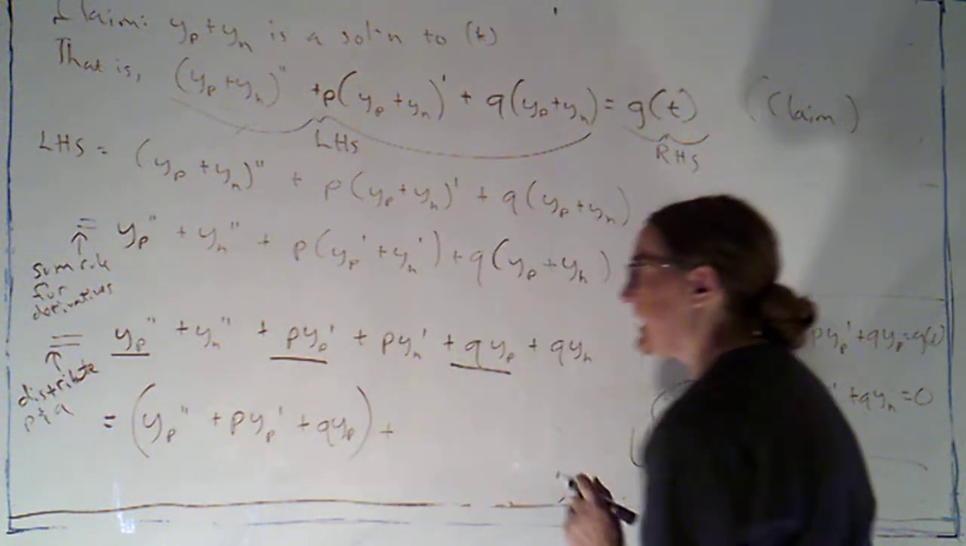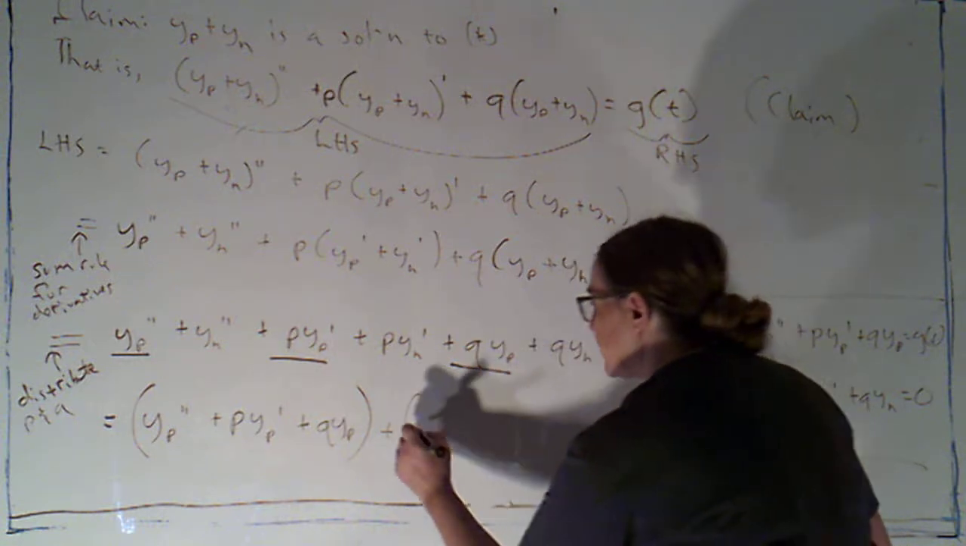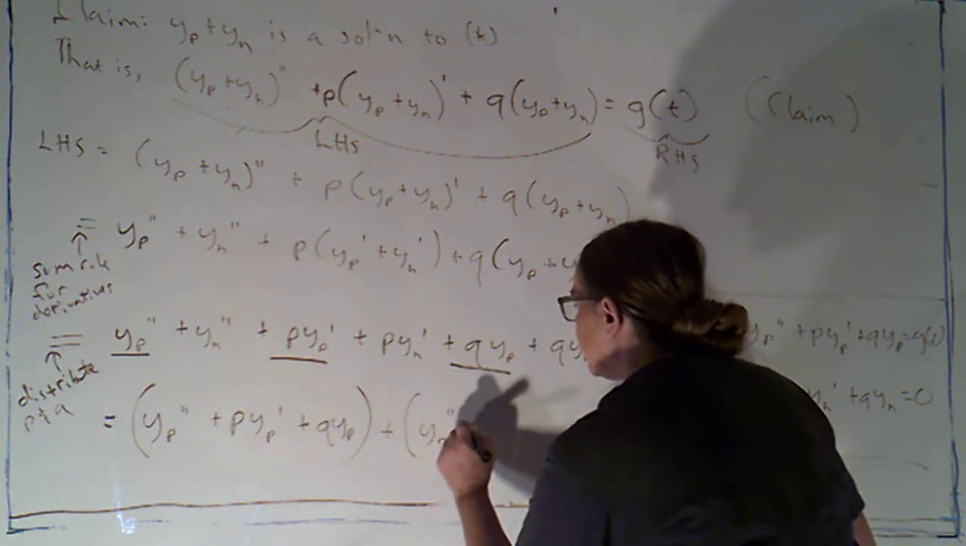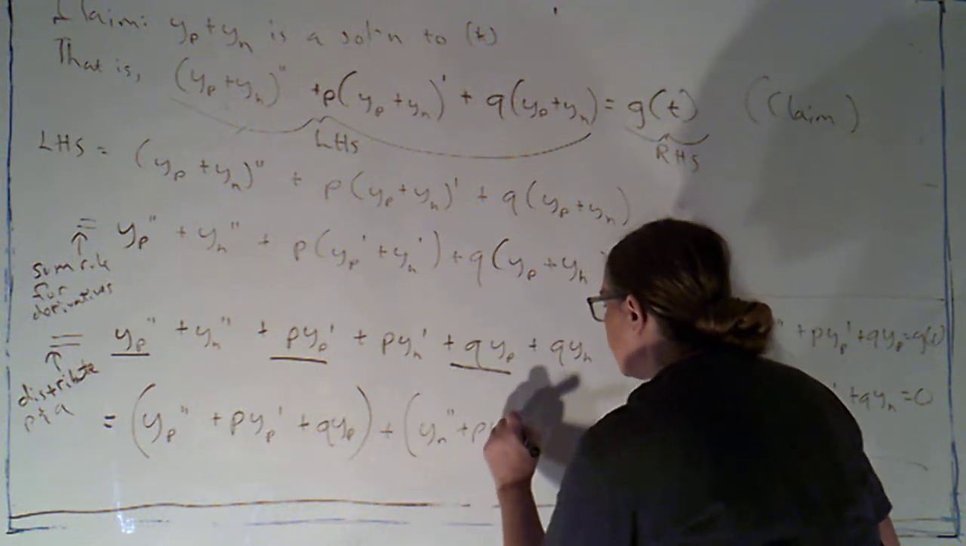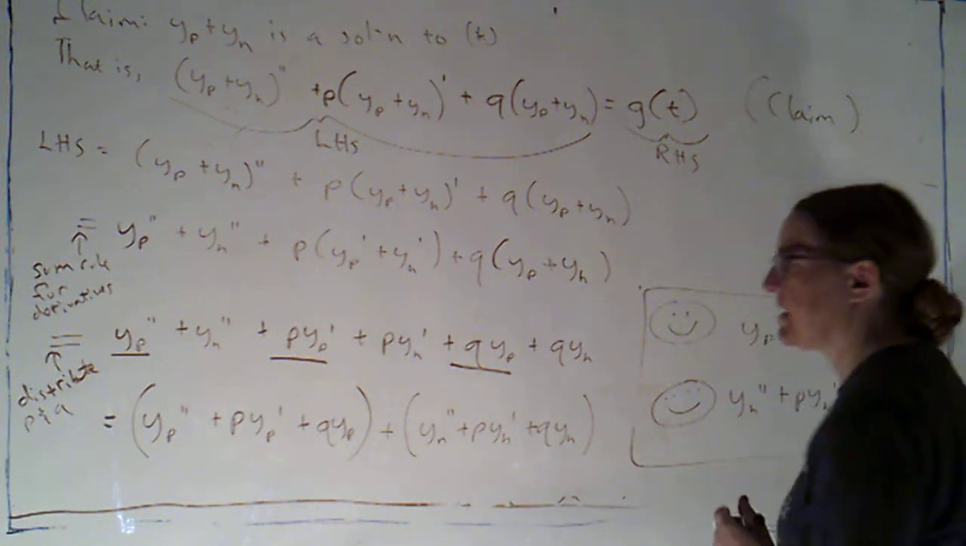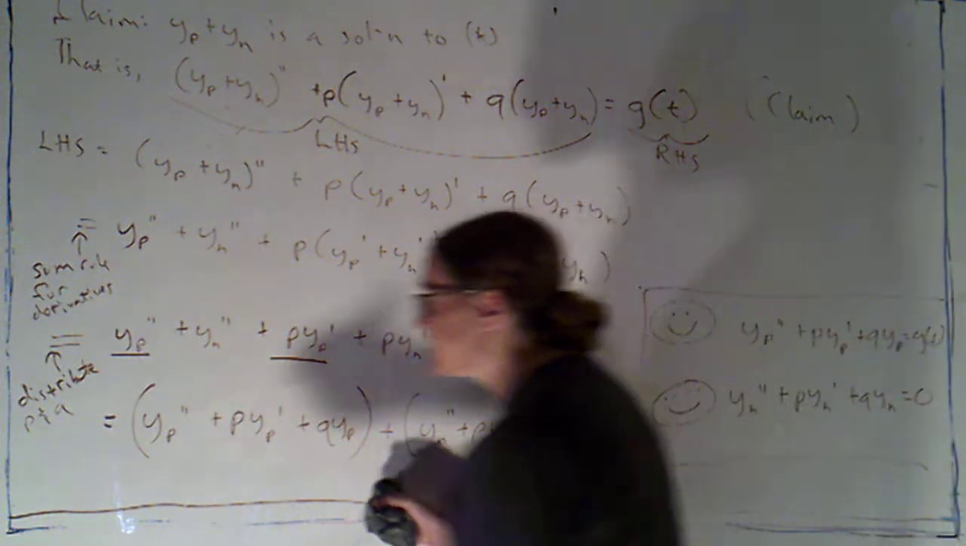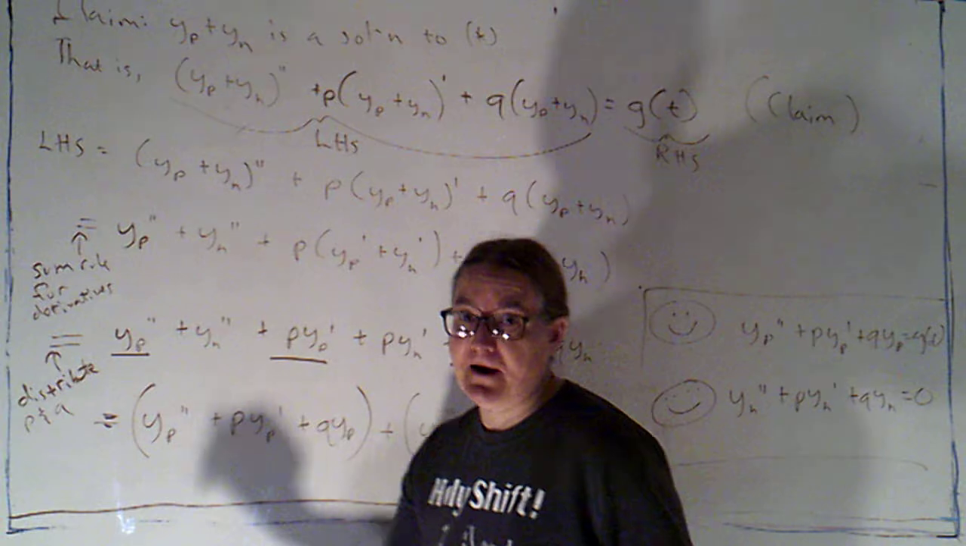And then I'm going to do the same thing with the pieces that involve yh. So I'm going to have a second group. This will be yh double prime plus pyh prime plus qy sub h. Okay. And all I did there was rearrange the terms. You could say that. I rearranged the terms.